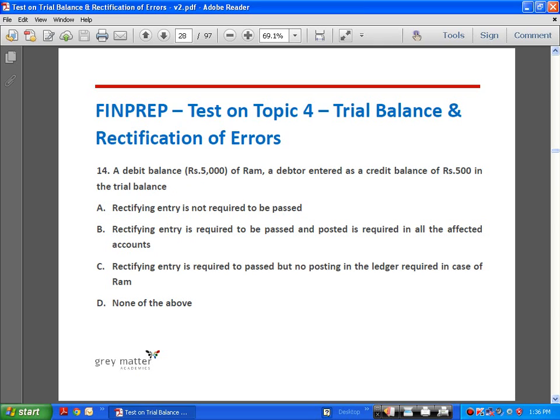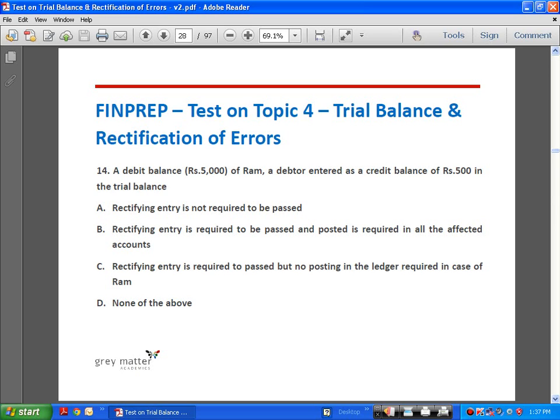A debit balance of rupees 5,000 of Ram, a debtor, was entered as a credit balance of 500 in the trial balance. So the trial balance will not agree. What are we supposed to do now? The options are: A, rectifying entry is not required to be passed. B, rectifying entry is required to be passed and posted in all the affected accounts. C, posting is required in all the affected accounts. D, rectifying entry is required to be passed, but no posting in the ledger is required in case of Ram.